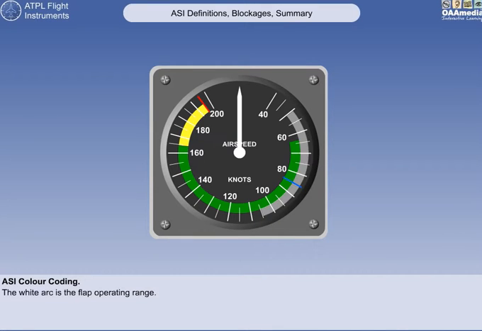The white arc represents the flap operating range. It starts at the flaps down stall speed, VS0. This term will be defined more fully later. The maximum flap operating speed is known as VFE. In this particular example, we can see that VFE is 105 knots.